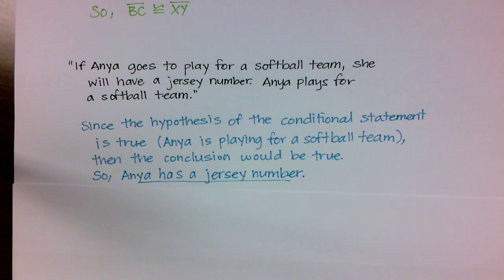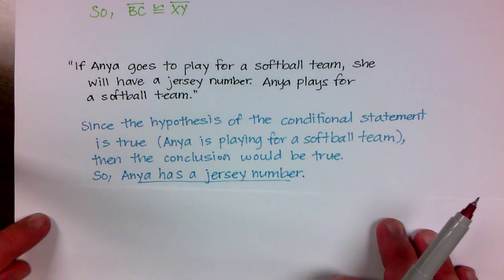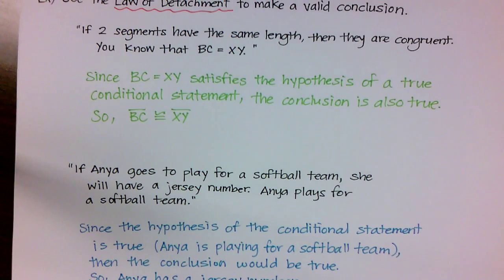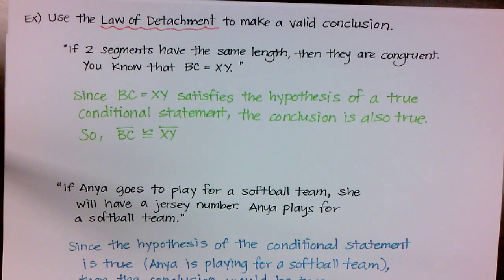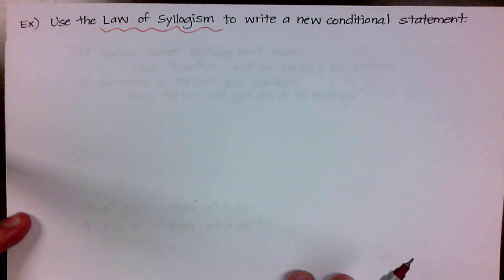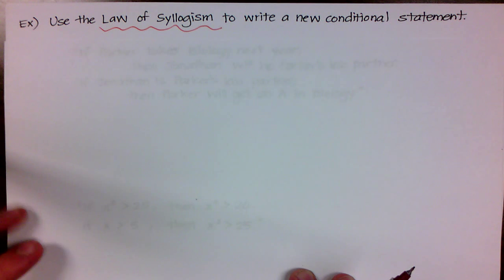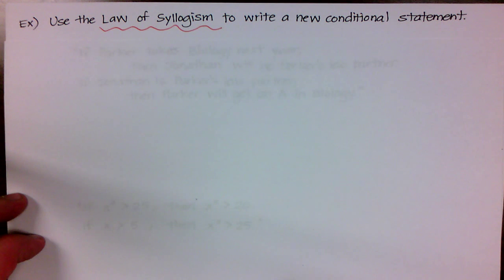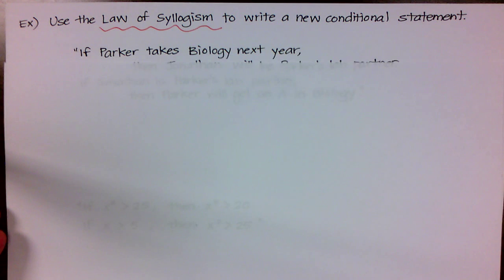All right. So those are just two examples of how we use the law of detachment to kind of prove our case and make a conclusion. So we're going to move on to some examples where we're going to use the law of syllogism to write a new conditional statement. All right. So let me give you an example.